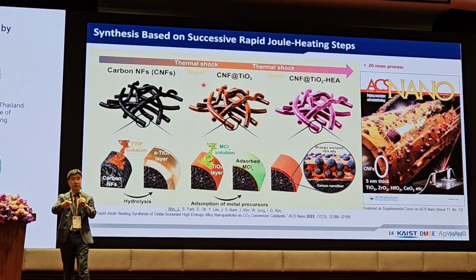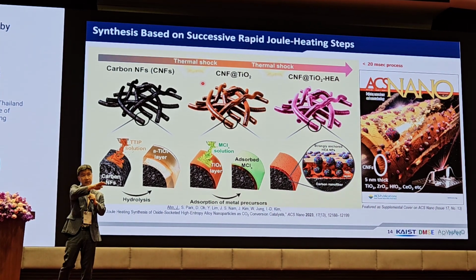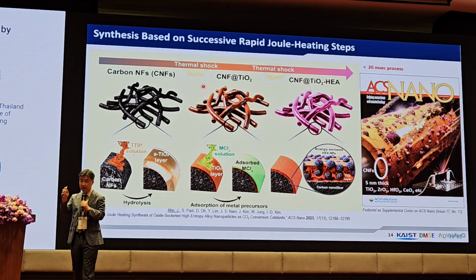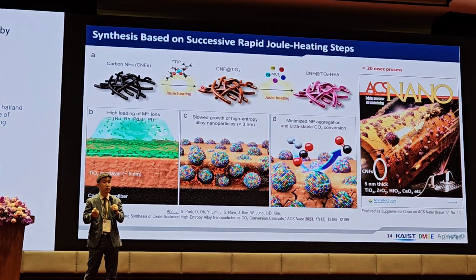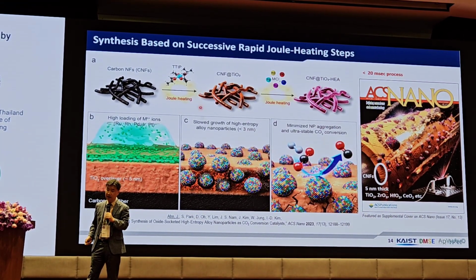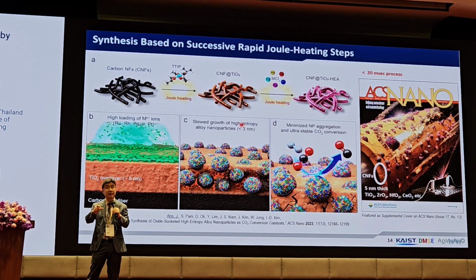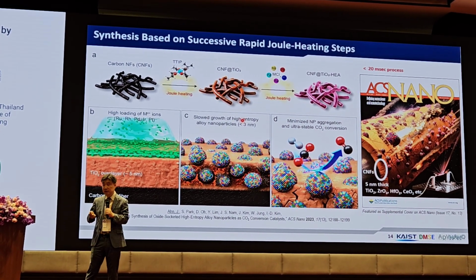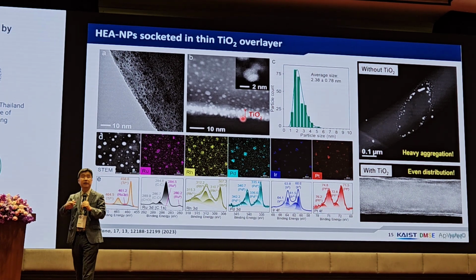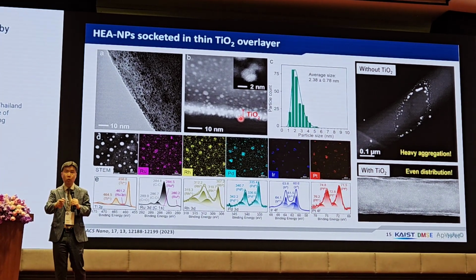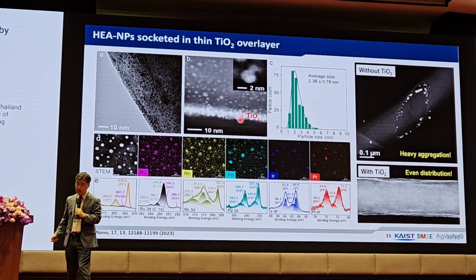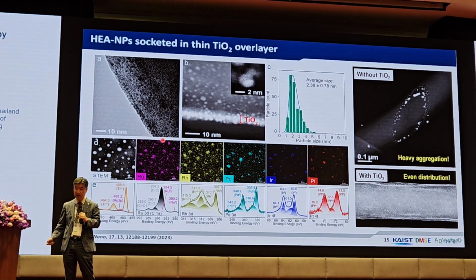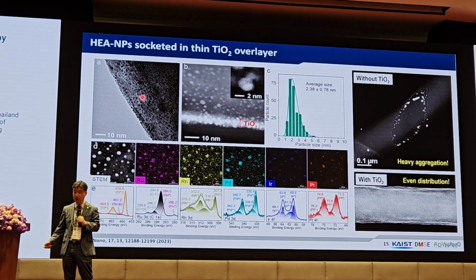Actually, this titanium oxide is super hydrophilic, so these salts are well coated on our surface. And the second step, Joule heating. Surprisingly, these small high entropy alloy particles are well embedded within the titanium oxide overlayer. Simply, we counted a particle size of about 2.4 nanometers. A lot of particles you can see here, right? More than thousands of particles are well embedded in the titanium oxide support layer.